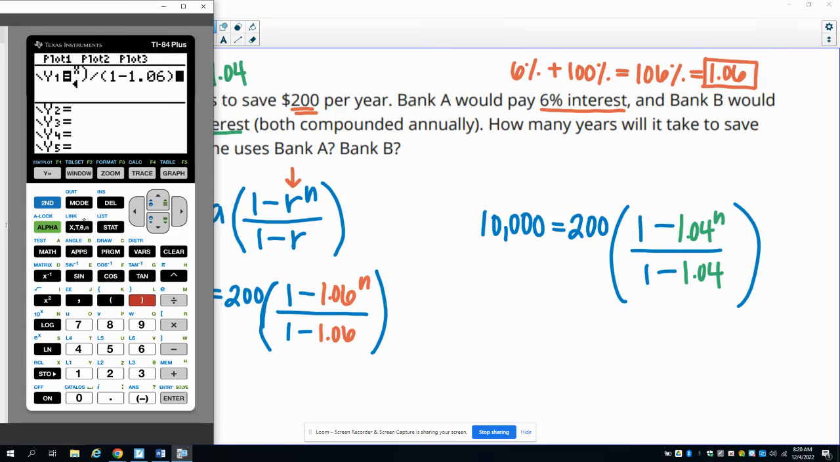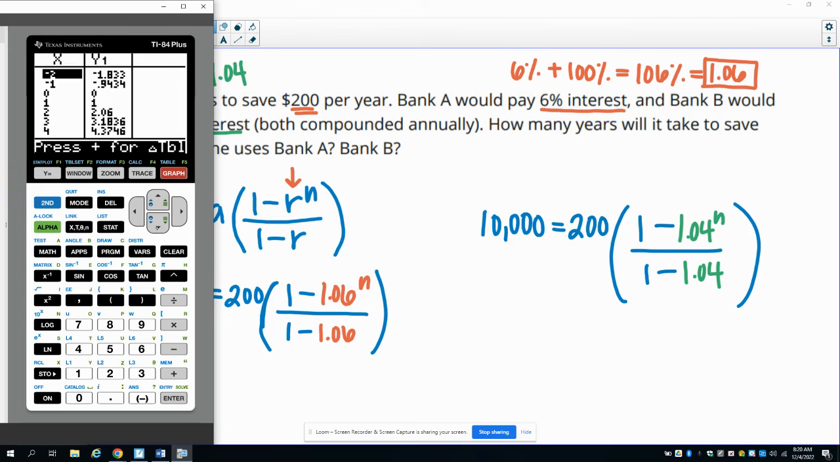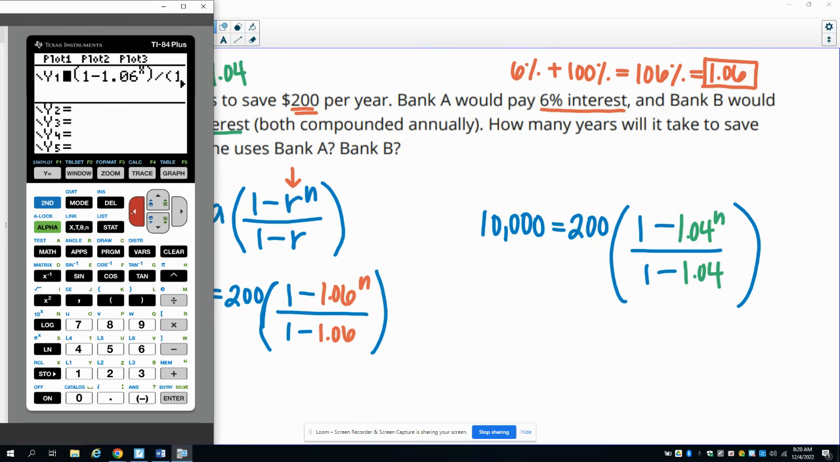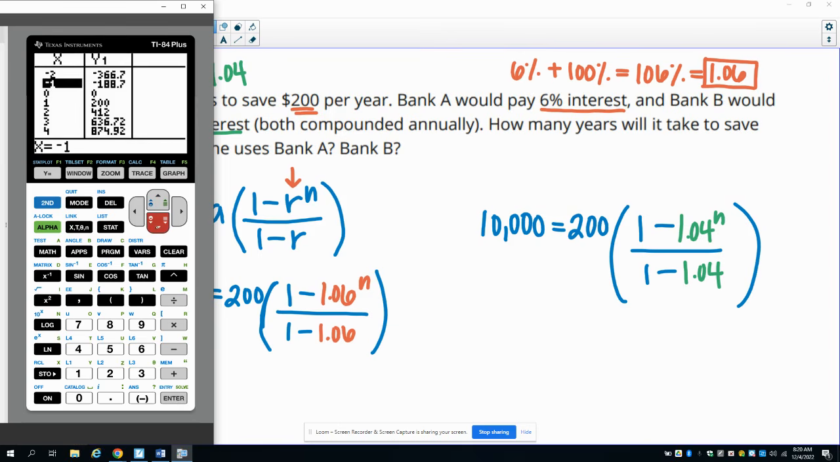Close that parenthesis. Then you're going to want to go into the table so that we can just see plugging in a bunch of different values. So we'll go to second table. So -2 would be he's investing for -2 years. That doesn't make sense. And, oh, whoops, I forgot the 200. So let's put the 200 in here. Make sure you get the $200 in front of that and then type in the rest. Then go into the table and take a look.